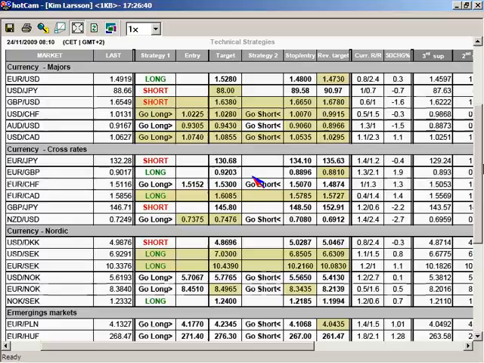The last column is the last price. That is the market price at the time of printing. The last printed price in, let's say, euro dollar was 149.19 at the time of publication, at 10 minutes past 8 Central European time this morning.